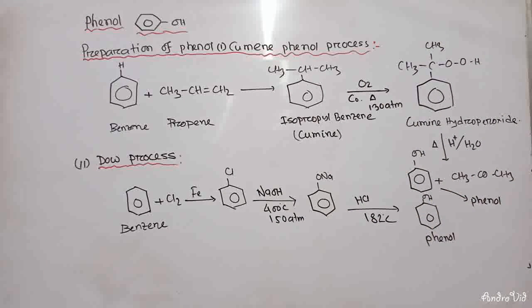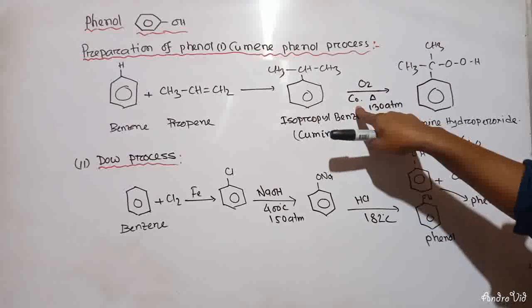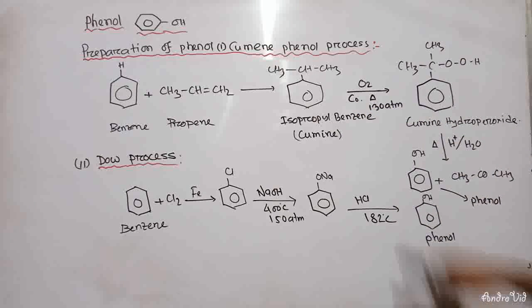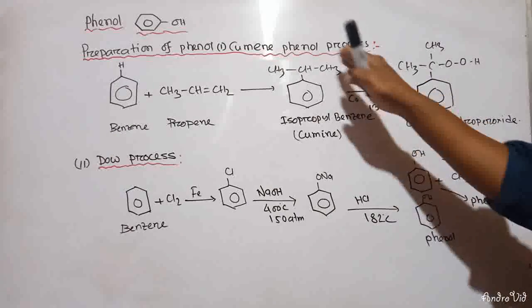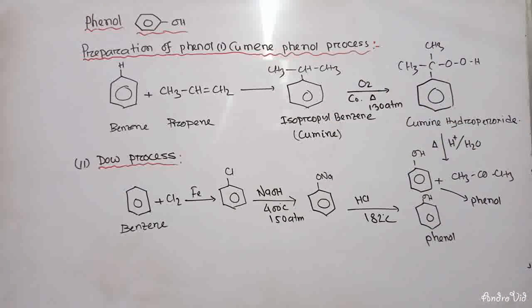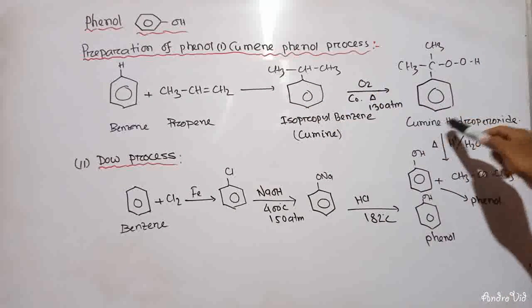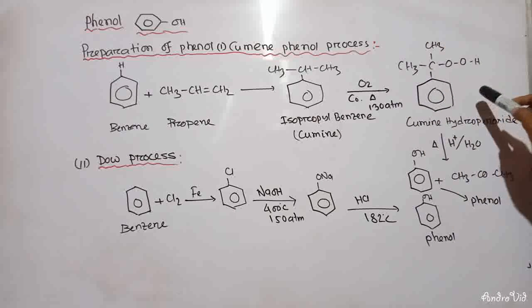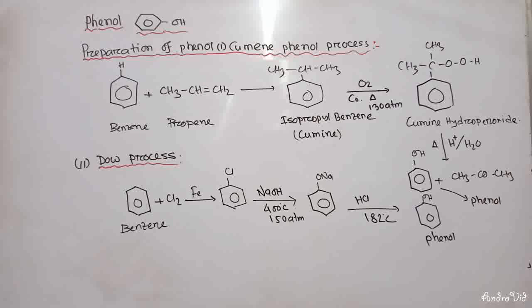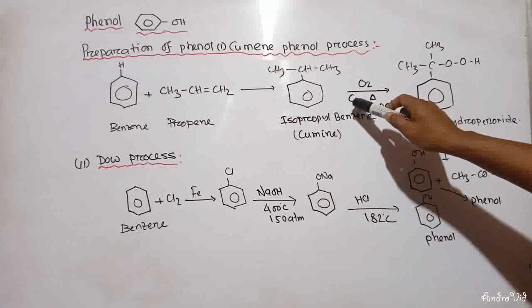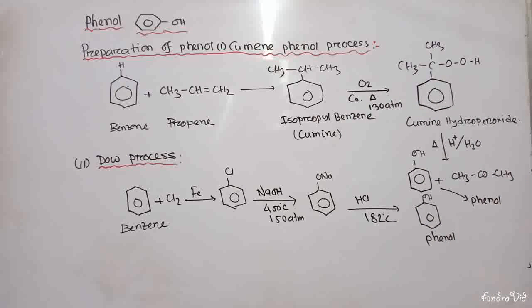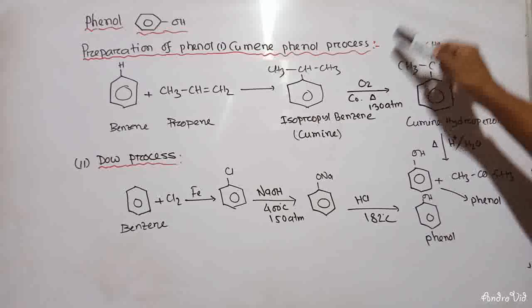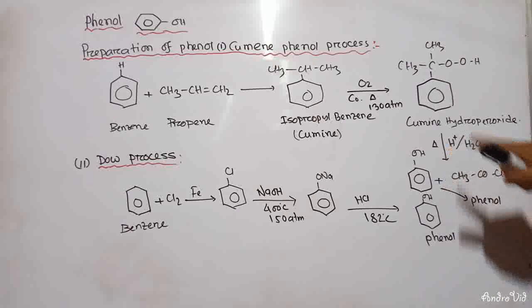After the production of cumene, in presence of cobalt as catalyst at 130 atmosphere pressure, in presence of oxygen, cumene can be heated. Then this cumene will be converted to cumene hydroperoxide. So first you have to produce isopropyl benzene or cumene from benzene and propene, and after this, by oxidation with oxygen in presence of cobalt as catalyst at 130 atmosphere pressure, this cumene will be converted to cumene hydroperoxide.